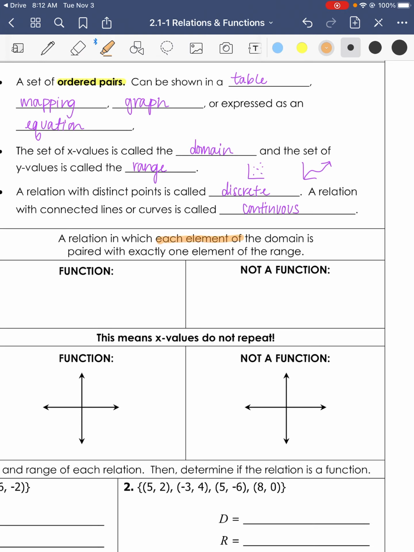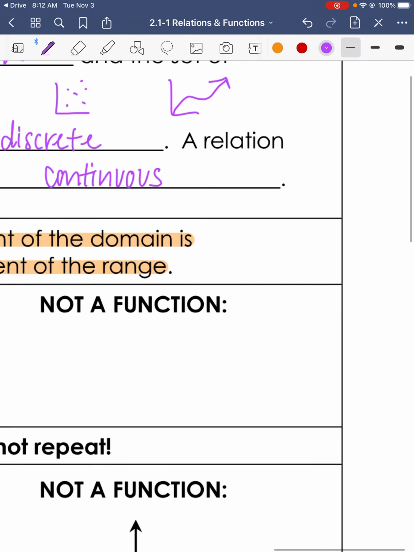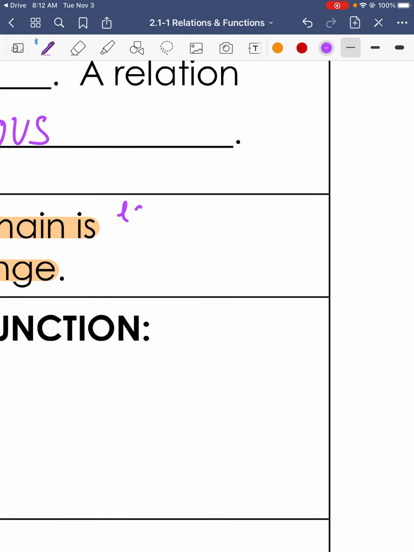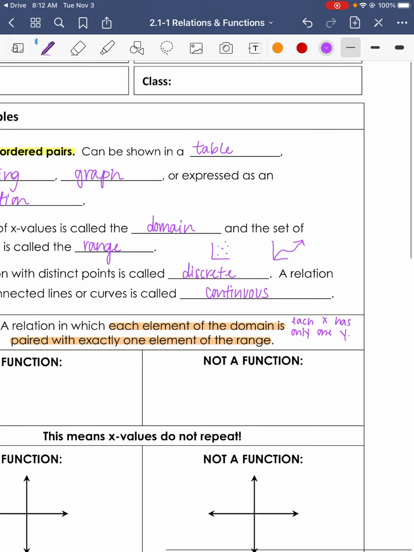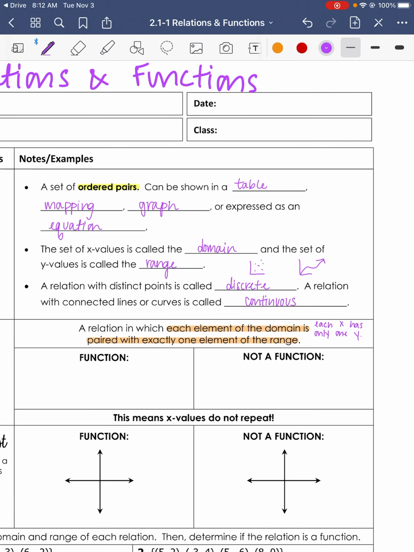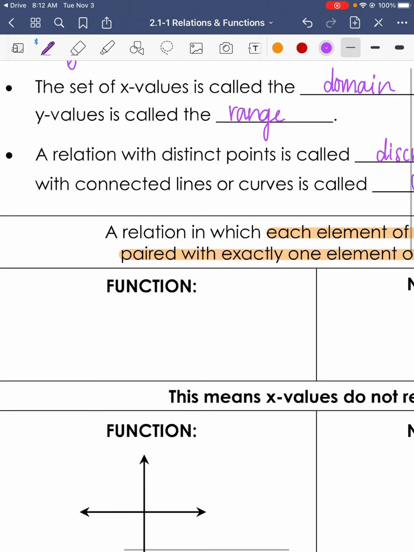Okay, if we look at functions, functions are just a special type of relation. In order to be considered a function, each element of the domain is paired with exactly one element of the range. Okay, so the way that I remember this is I write each x has only one y. Okay, so for every x there's only one y. We can't have for x equals 2, y equals 3, and y equals 7, right? It's just one pair.